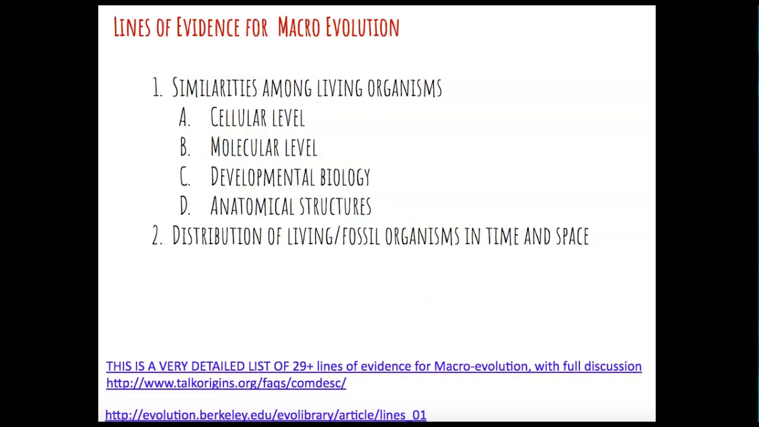So we do have quite a bit of evidence that macroevolution is occurring. The first bit of evidence is that there are similarities among living organisms. Those similarities are at the cellular and molecular levels. We can also see them in developmental biology as well as in anatomical structures. And then the second line of evidence is the distribution of living and fossil organisms in time and space.